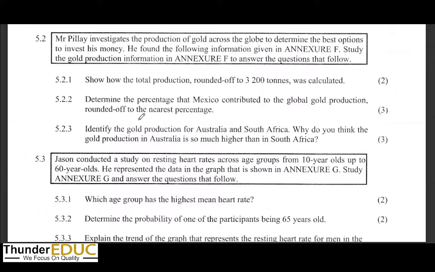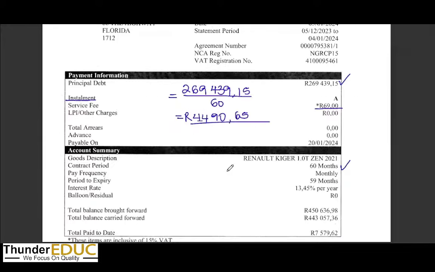5.2. This person investigates the production of gold across the globe to determine the best option to invest his money. He found the following information given in Annexure F. Study the gold production information in Annexure F and answer the questions that follow. Show how the total production rounded off to 3,200 tons was calculated. This one we shall see.